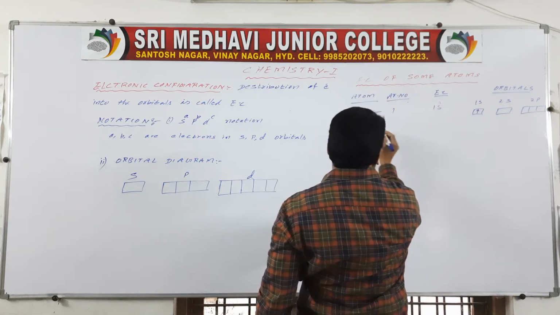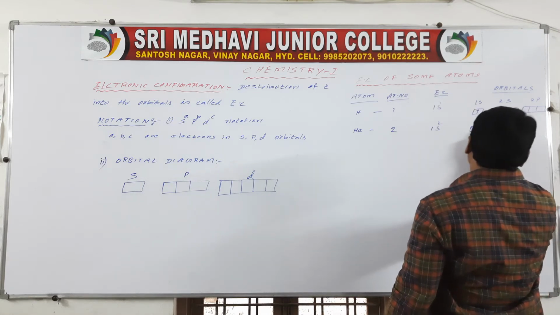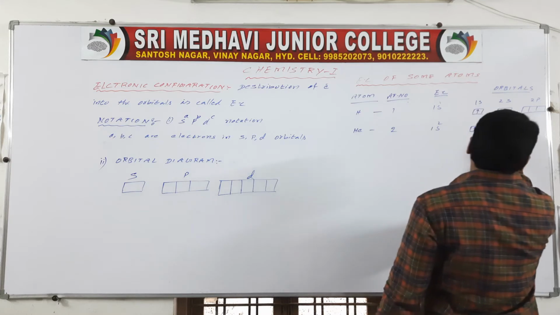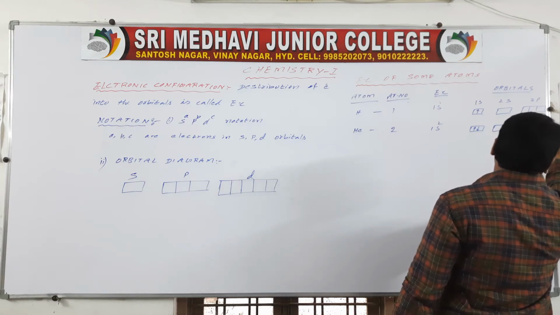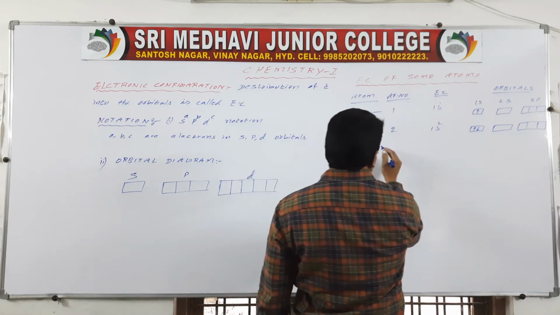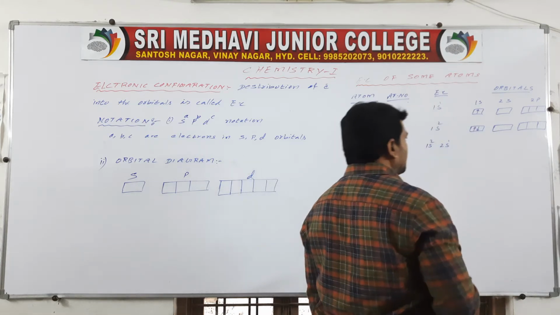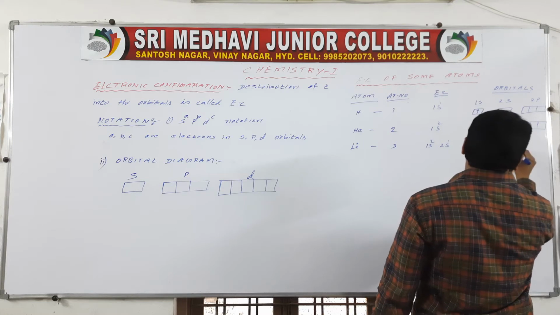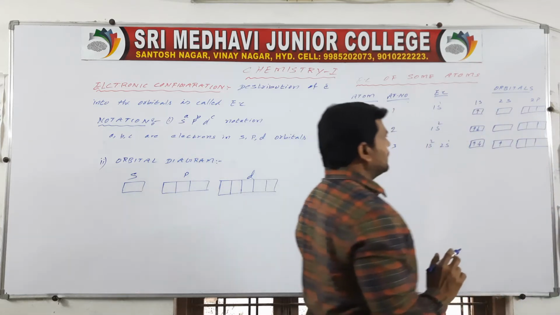Next, helium. Atomic number is 2. Electronic configuration 1s2, meaning the s orbital has 2 electrons, one in upward direction and another in downward direction. 2s and 2p are empty. After helium, lithium. Atomic number 3. Electronic configuration 1s2, 2s1. In 1s there are 2 electrons, in 2s there is 1 electron, and 2p is empty.